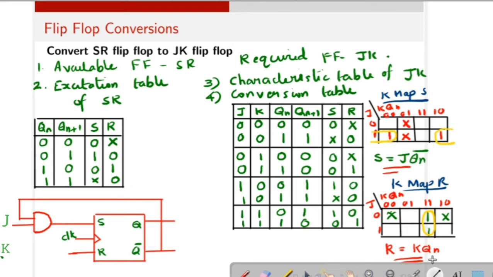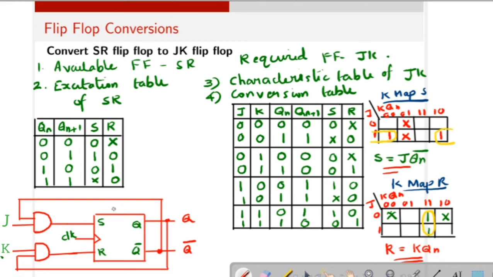Similarly, R is equal to K Qn. So this is Qn, okay, it is ANDed with K input, okay, and it is given to R, right? So here we can darken the points. So this is the Q and Q bar. So this is the circuit for the JK flip-flop using SR flip-flop.